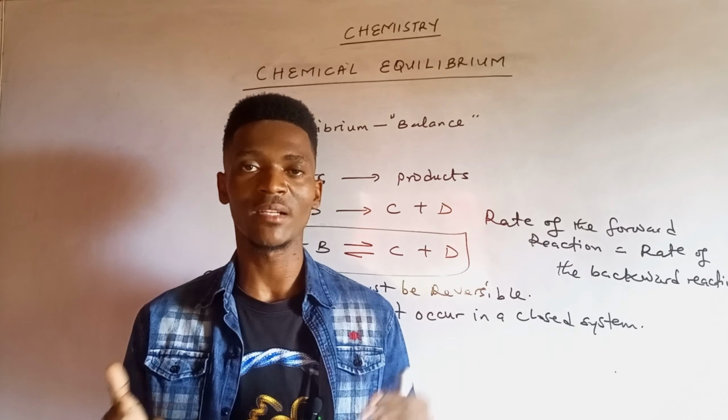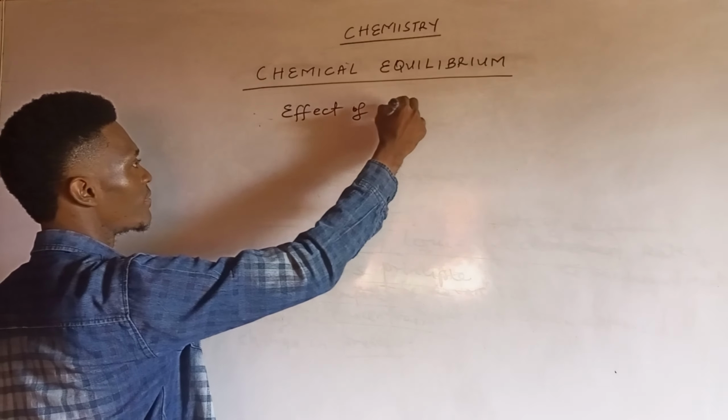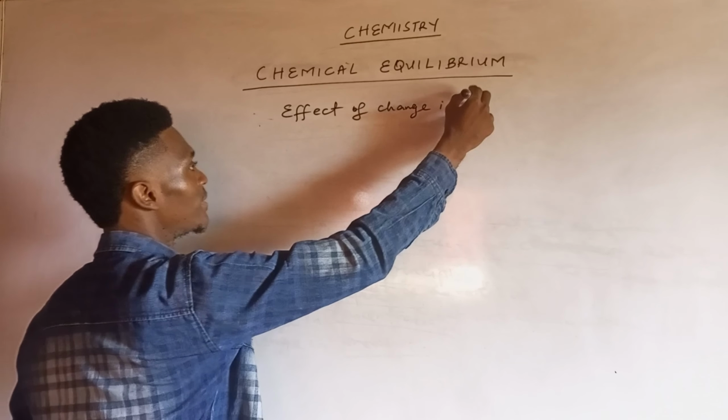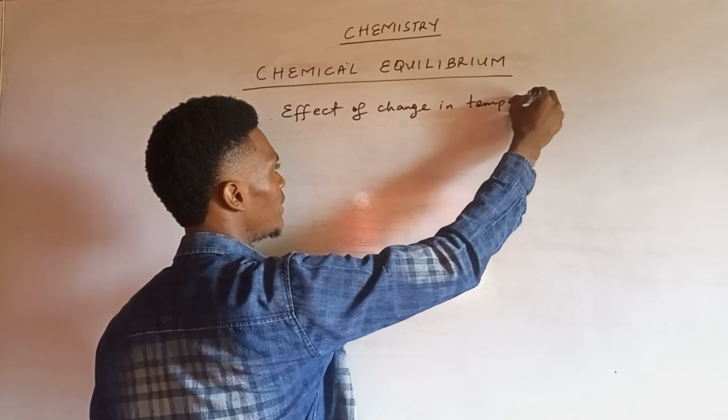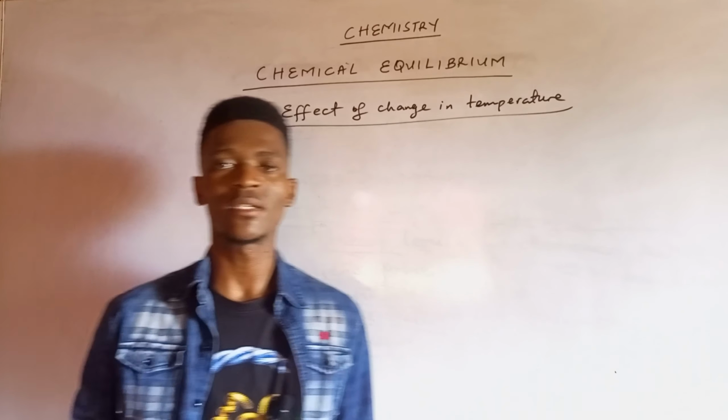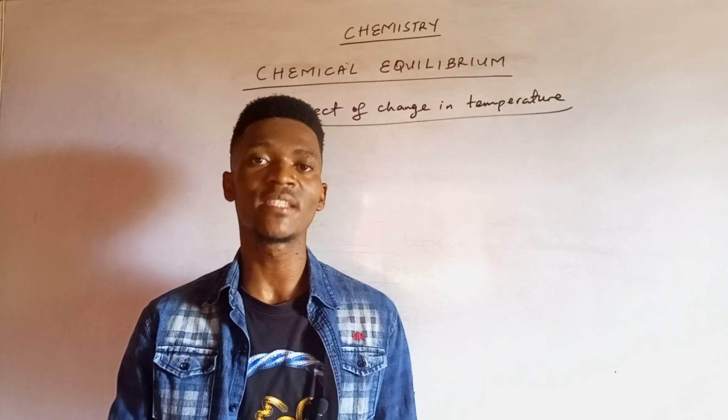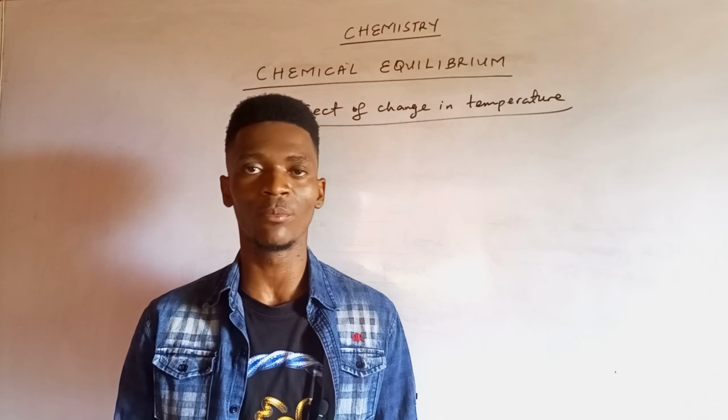All right, so let's see how it works. First, we will look at the effect of change in temperature. Now, looking at the effect of change in temperature, we are looking at how temperature can affect a system already at equilibrium, making it lose its equilibrium.